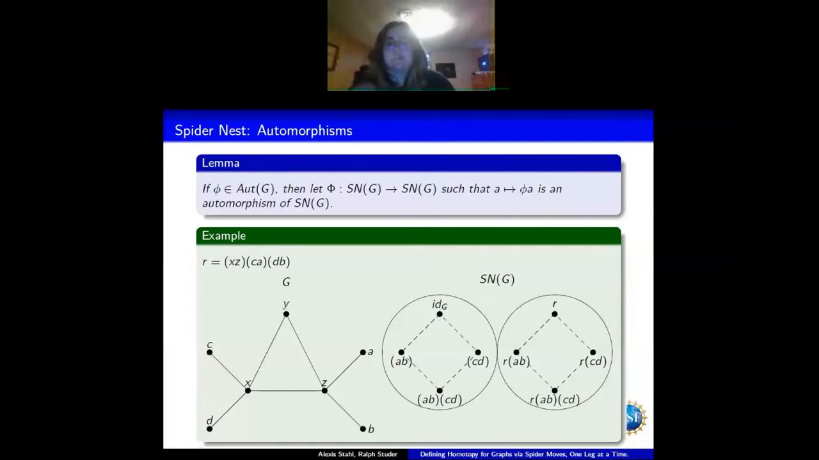And the same thing occurs on the right-hand side where we did the reflection and then composed it. So those are all the automorphisms that are homotopic to our reflection. So if you do the same thing composed with CD, you'll actually still get those same automorphisms. Therefore, it is an automorphism of spidernest G.